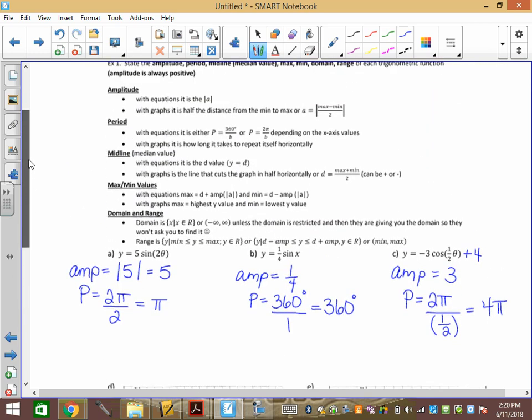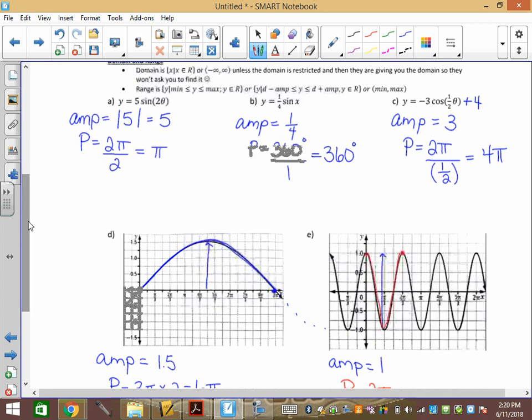Then I asked you for the midline. What's the midline of A? The midline's the line that cuts the graph in half. It's also y equals d. What's my d in this case? 0. The median value would just be 0, but the midline is y equals 0 because it's a line.